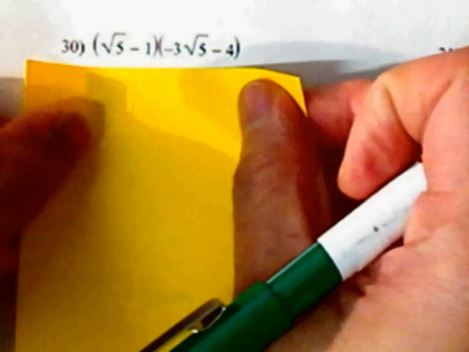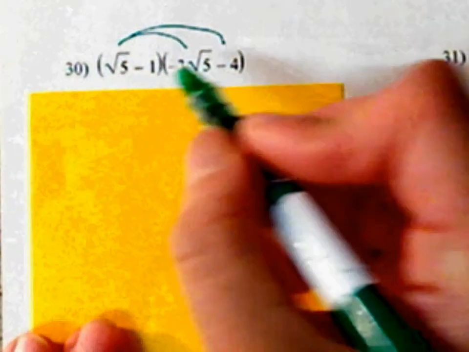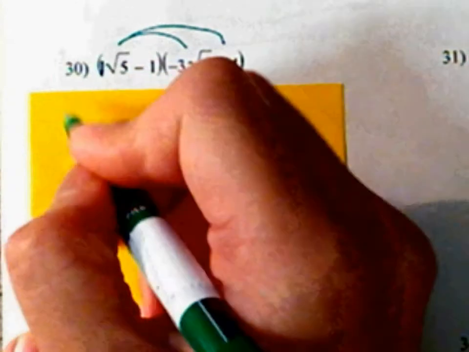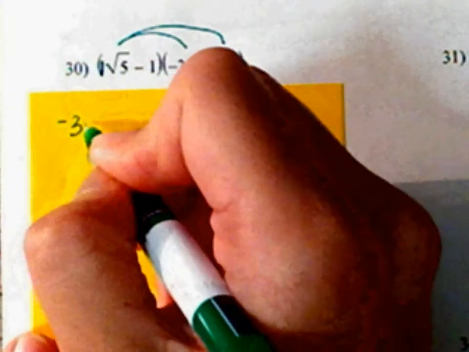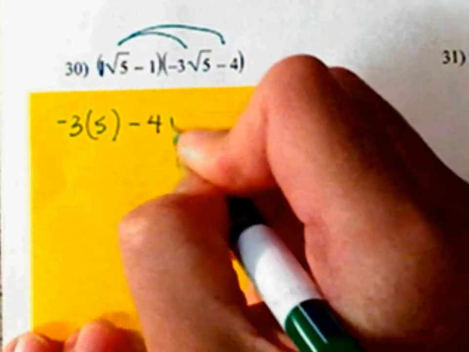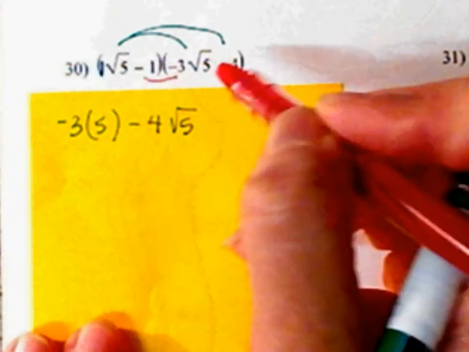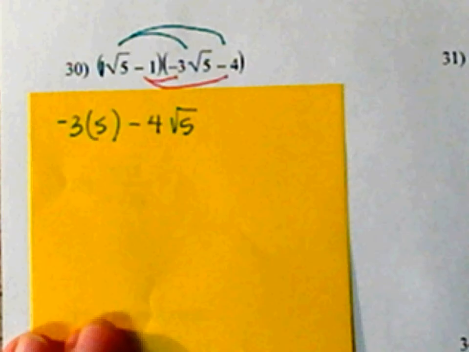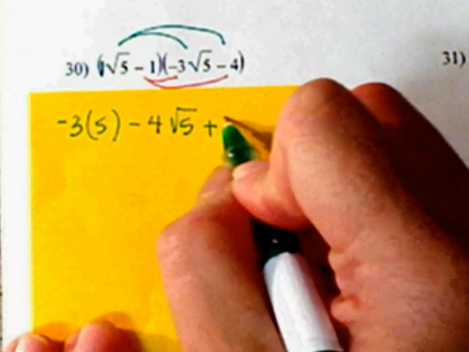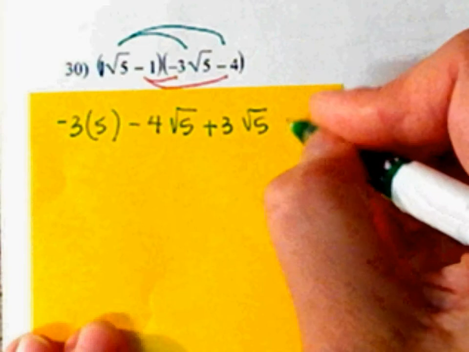Here you have a binomial times a binomial, so you will multiply first term times all of that, just like so. Remember, there's a 1 here. 1 times negative 3 is negative 3. Square root of 5 times square root of 5 is just 5. 1 times negative 4 is negative 4 with the square root of 5 carry over, okay? Then the second term times all of the second root. So negative 1 times negative 3 is plus 3, square root of 5 carry over. Negative 1 times negative 4 is plus 4.